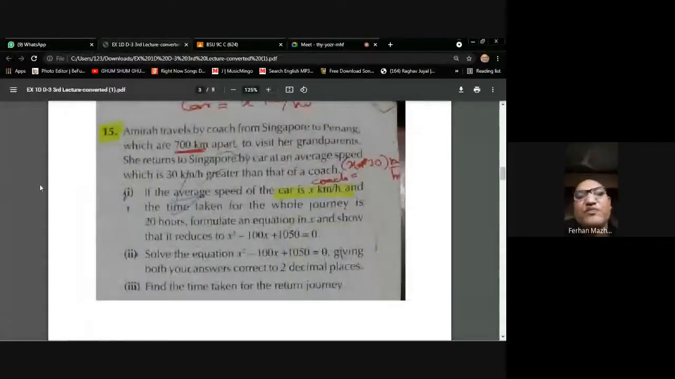Amira travels by coach from Singapore to Penang, which are 700 kilometers apart, to visit her grandparents. She returns to Singapore by car at an average speed which is 30 kilometers per hour greater than that of a coach.